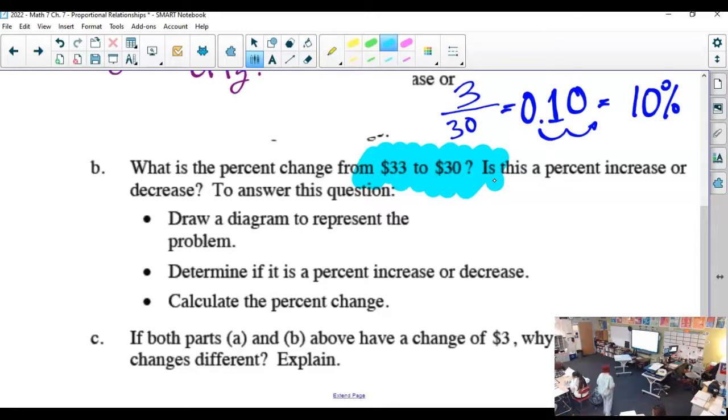Numbers, you are right. It is numbers. That's how it's different.